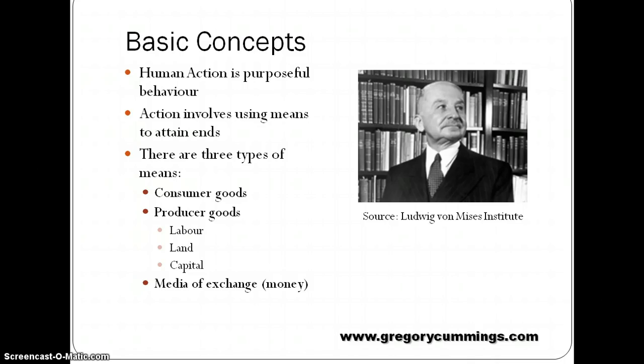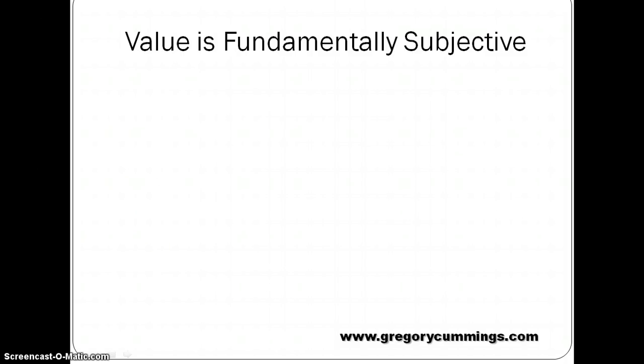These include labor, or human effort, land, which consists of our natural resources, and capital, which is the product of labor on land, for example, tools and machinery. And finally, the third means is media of exchange, or money.